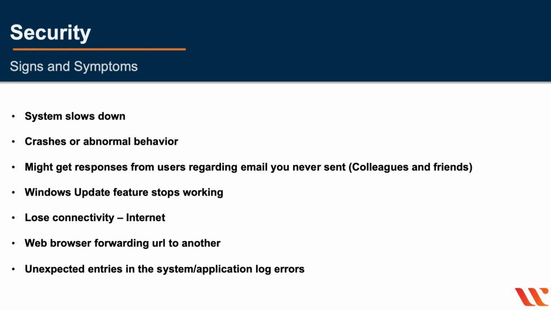You might lose connectivity, either locally or to the internet. Your web browser might be forwarding the URL to another URL. So instead of going to Wikipedia when you type it in, you might be going to another URL, or it might look like you're going to Wikipedia, but it might be spoofing another URL. And if you're checking your system as well as application logs, you might see some unexpected entries. If you're using a Mac, you might look at the console and see some errors and other unexpected items there that will indicate that there's something wrong with the system.